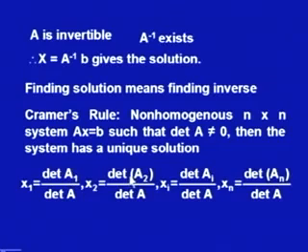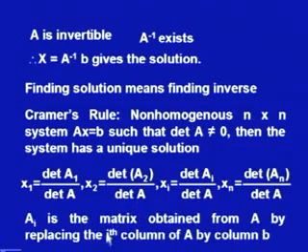What are the A1, A2, Ai matrices? These are the matrices which are obtained from A by replacing the ith column of A by column B. So, let me first prove this result.